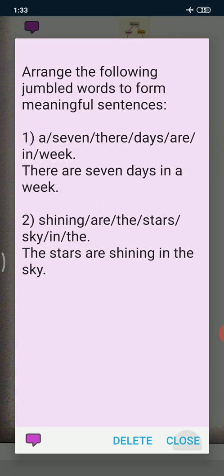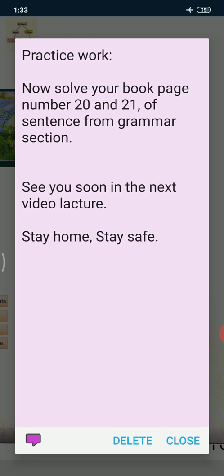Now you have to solve your book, pages number 20 and 21, of sentence from the grammar section.